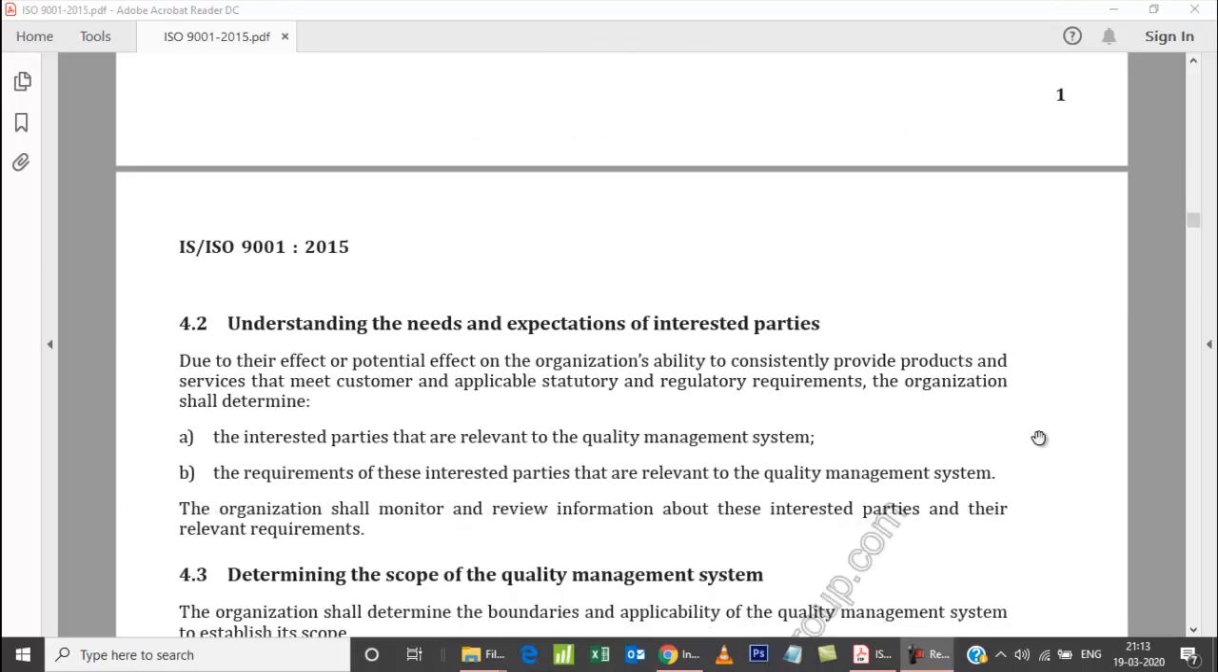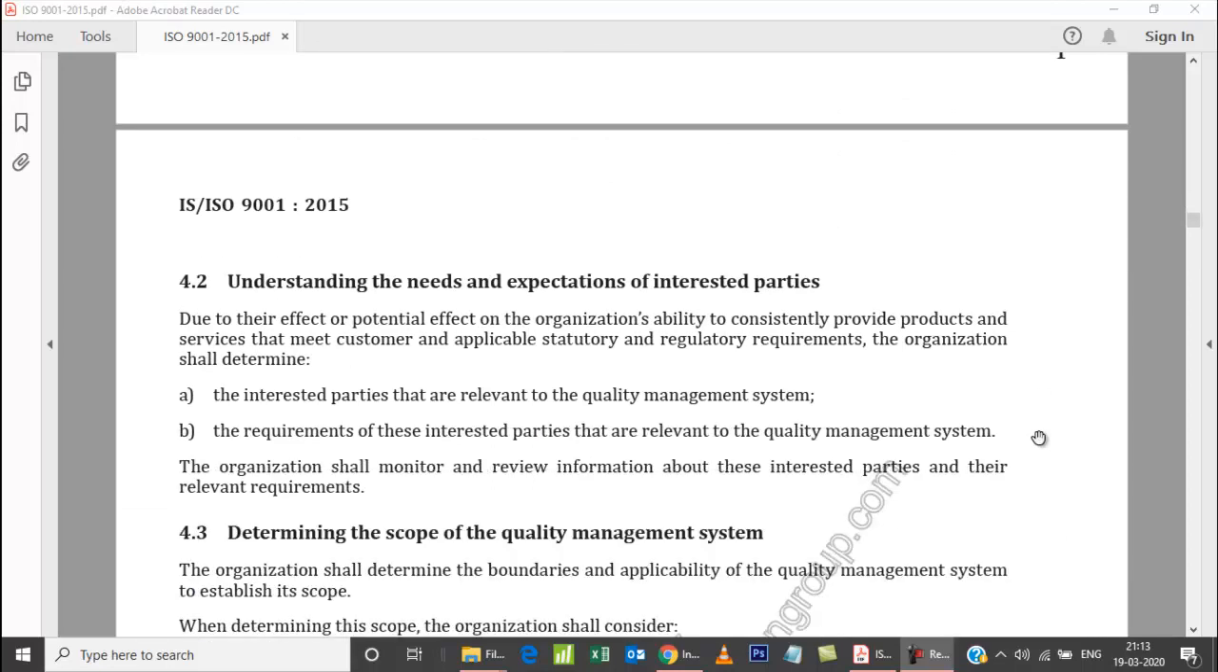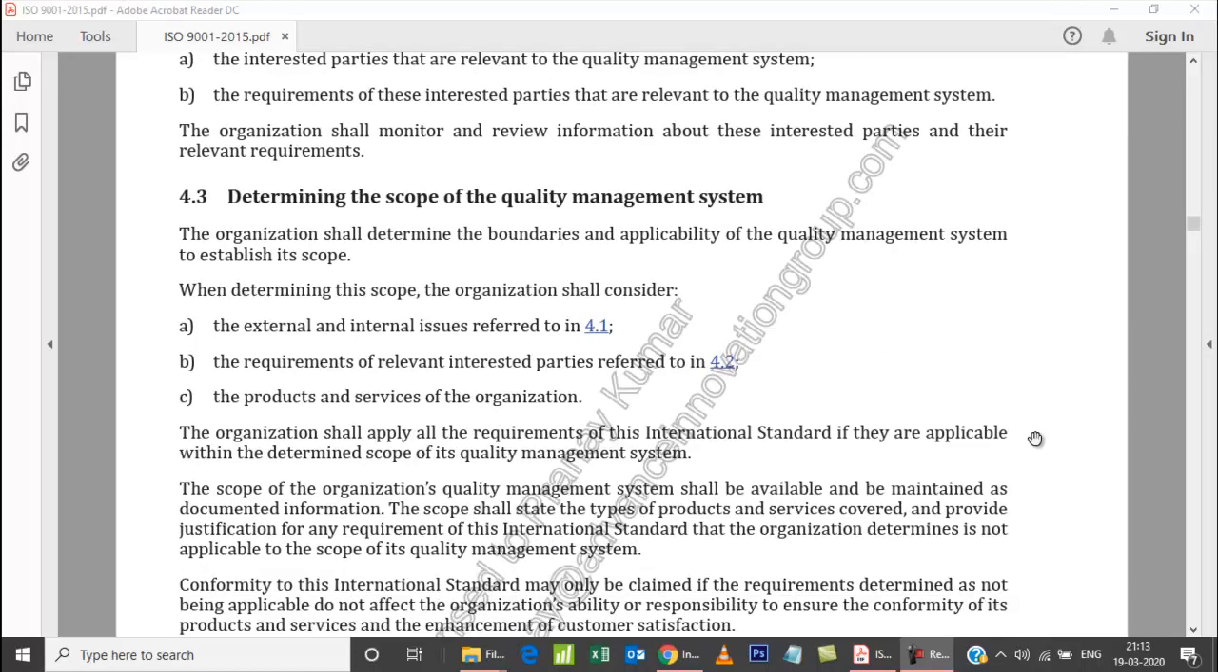Similarly, the next clause was 4.2, understanding the needs and expectations of interested parties, in which you were required to list down all interested parties for the quality management system and their requirements. Now, once you have laid down your requirements, you should look at what risks and opportunities you are exposed to vis-a-vis the needs and expectations of the interested parties, and work at closing the loop on whatever you have had so far.